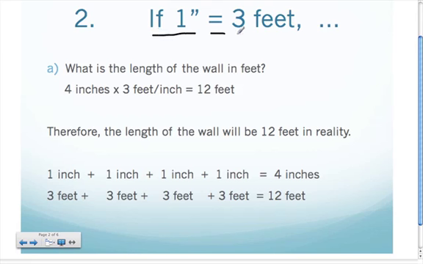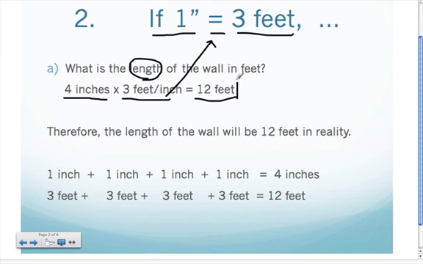is equal to 3 feet. What is the length of the wall in feet? From the previous question, we knew that we had a wall that was 4 inches long. If every inch has 3 feet in it, as indicated by our scale up here, then we just multiply 4 inches times 3 feet. And when you punch 4 times 3 into your calculator, you're going to get an answer of 12 feet.